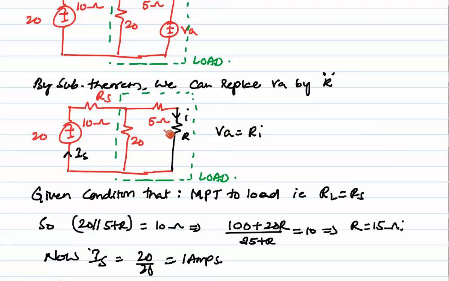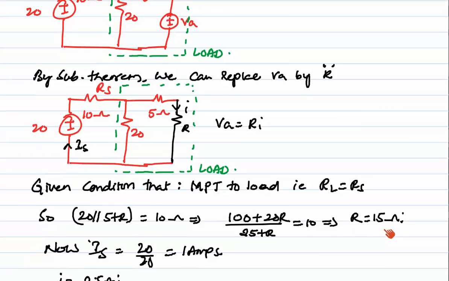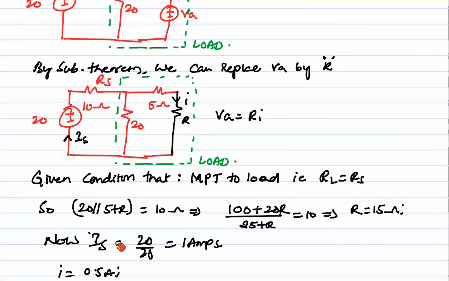Okay, so we will combine: 20 in parallel with 5 plus R is equal to 10 ohms, because the source resistance is 10 ohms. From this we will get R equal to 15 ohms here. So now IS is equal to how much? IS is the current we need to find. So 5 plus 15, 20.